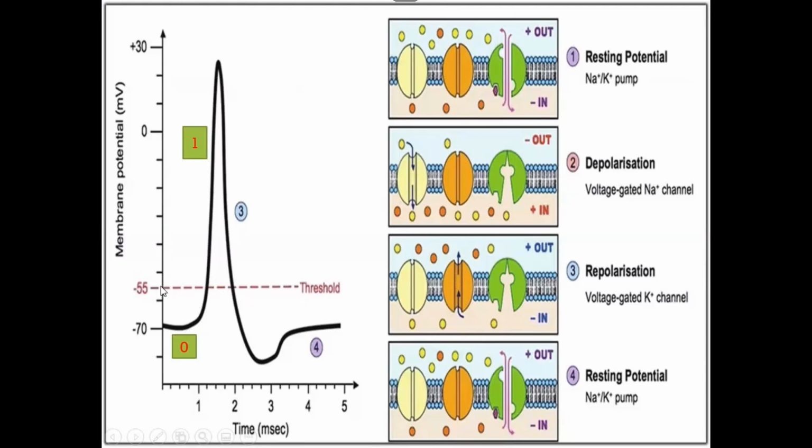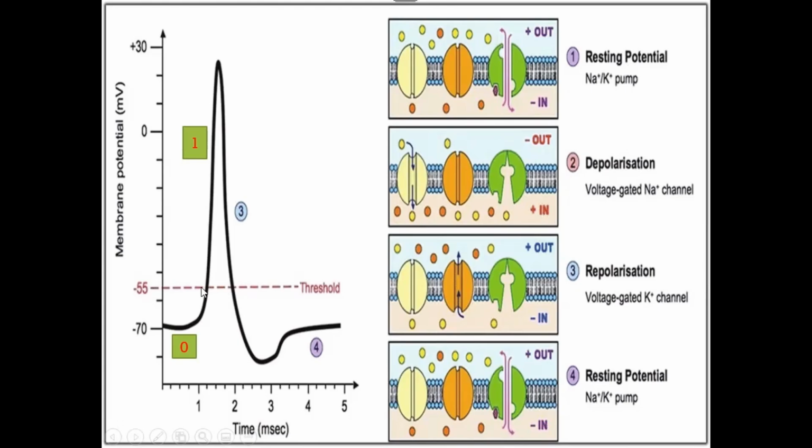This is called the threshold potential for action potential. Okay, threshold for action potential. It reaches a threshold potential value of -55. At this point, the sodium channel will open: the voltage gated sodium channel, the fast sodium channel.